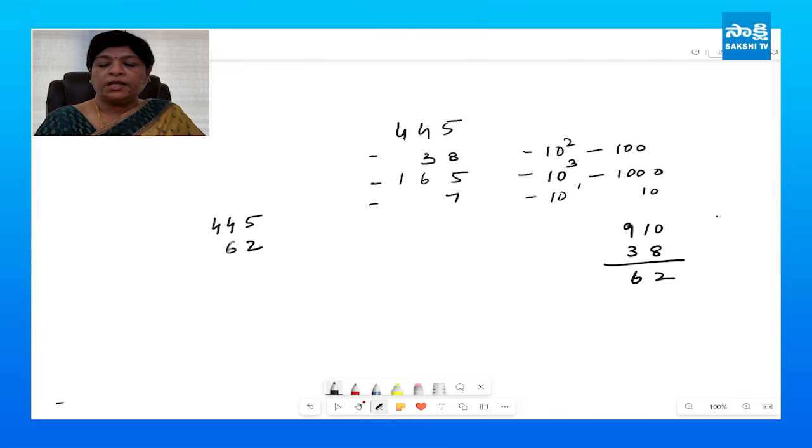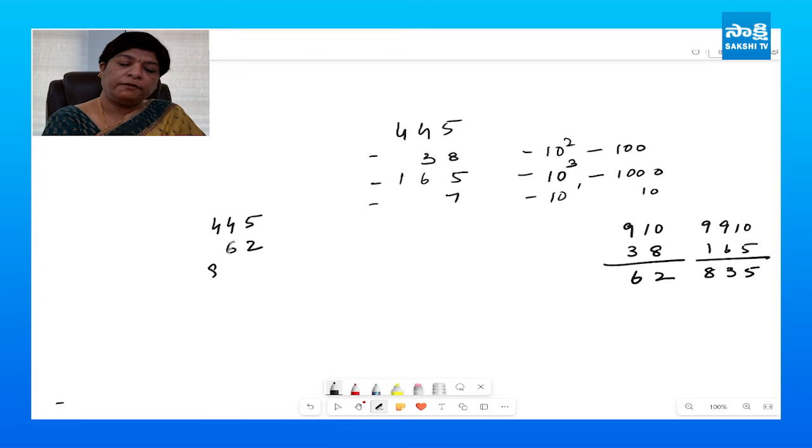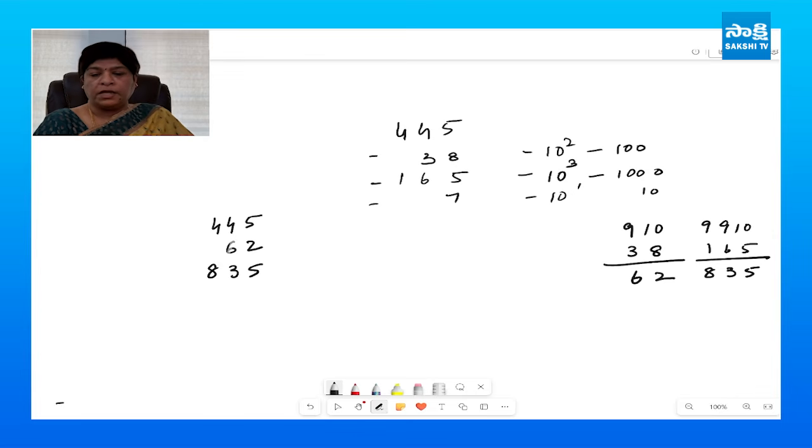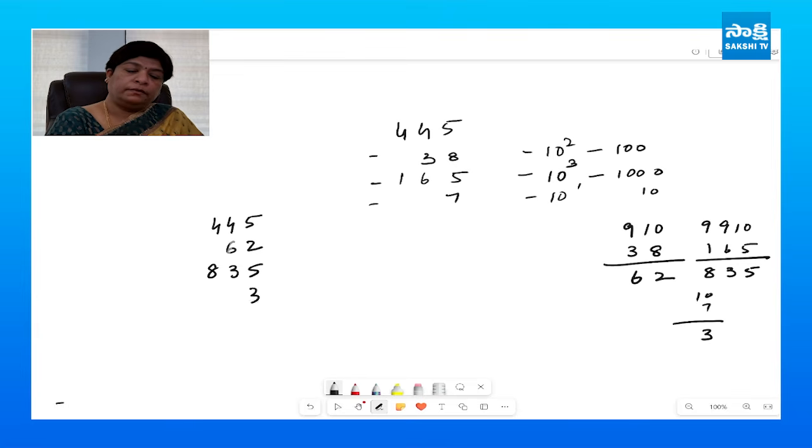For 165, it is 9, 9, 10, all from 9, last from 10, which gives me 8, 3 and 5, so 835. And finally, I have 7, so 10's complement of 7 is 3, so 10 minus 7 is 3. So I need to add all these numbers, the positive number plus the Nikhilams together.